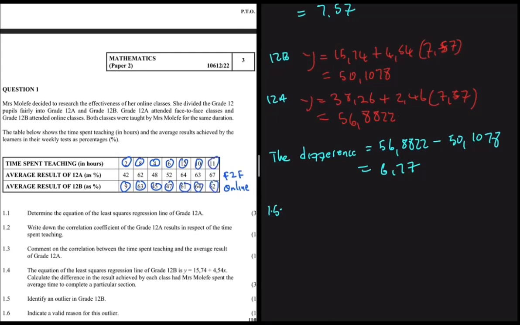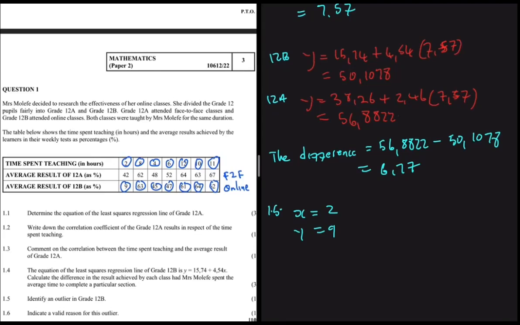You can see clearly here that for 12A, for 2 hours, we have 42%. So you can see that this 9% here is an outlier. It's very far away from all the other data points. We can say that when x equals 2 and y equals 9, that's where our outlier lies, because for 2 hours, we're expecting an average result of around 40%.